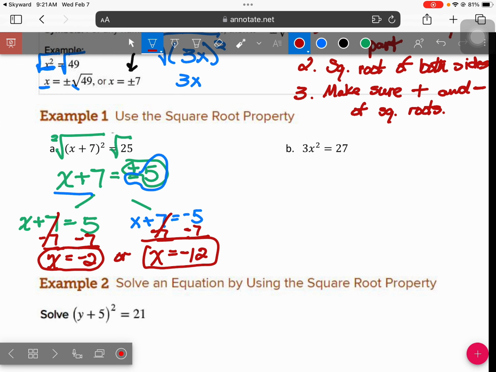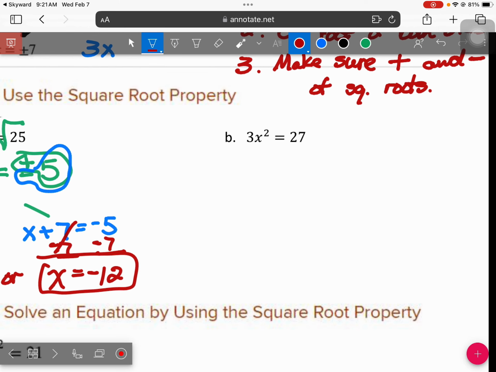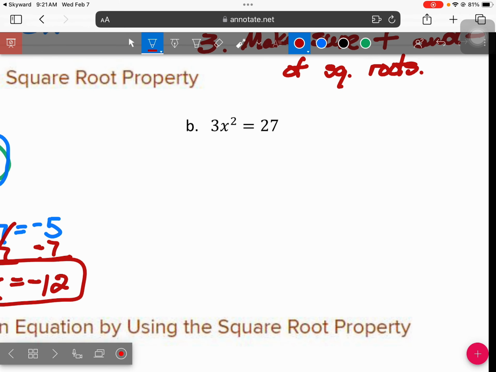All right, let's take a look at B. 3x squared is equal to 27. Is the x squared isolated on one side of the equation? Yes. Is it? What's happening between 3 and x squared? It's being multiplied. So x squared isn't by itself. What do I need to do to get x squared isolated? Yeah, divide it by 3. So divide by 3, divide by 3. My 3s simplify out. X squared is equal to 9.